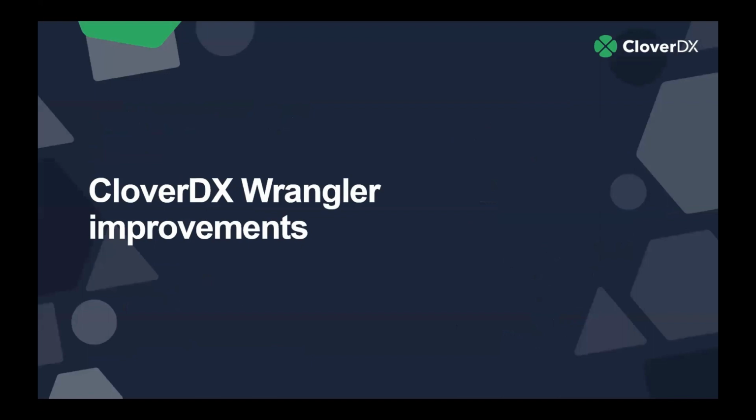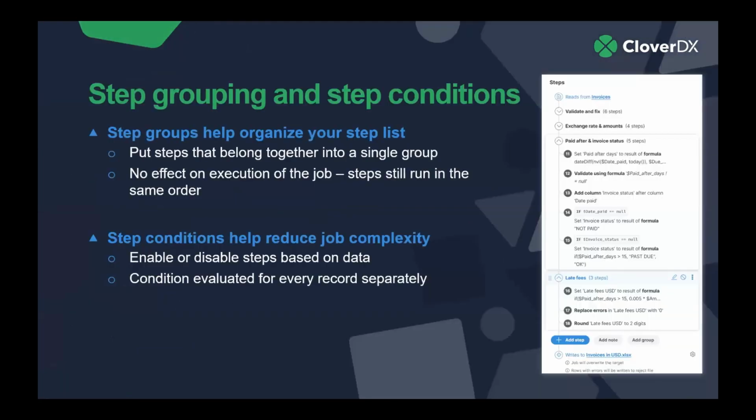First, I'll talk about the Wrangler improvements. The first thing we have there is that we implemented step grouping and step conditions. These are 2 new features that allow you to work better with the list of steps in Wrangler. I'll show you a little later in the demo, but as you can see, you can create groups of steps that allow you to organize your list of steps a little better. So you can, for example, hide the ones that you don't want to work with and group them based on their logical grouping so that steps that make sense are together in a single group.